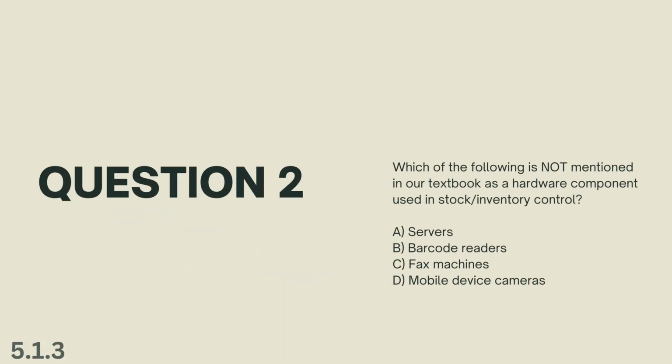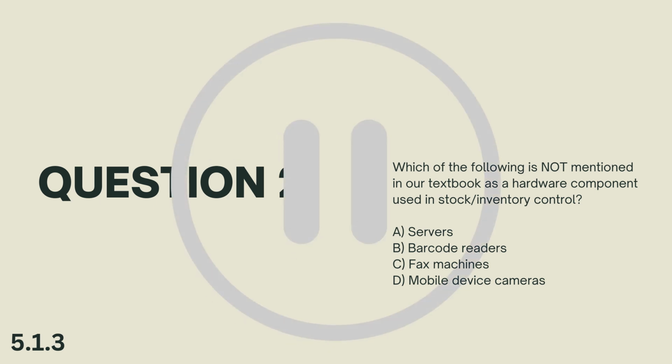Now, let's test your understanding with a quick question. Which of the following is not mentioned as a hardware component used in stock and inventory control? A. Servers. B. Barcode readers. C. Fax machines. D. Mobile device cameras. Take a moment to think about it, and we'll reveal the answer after the next concept.